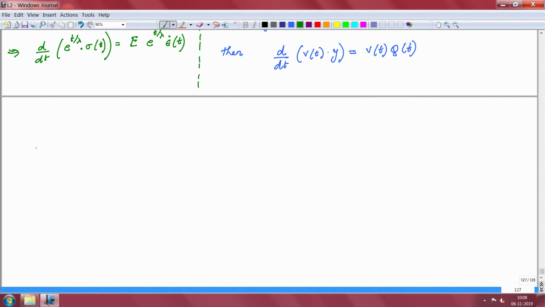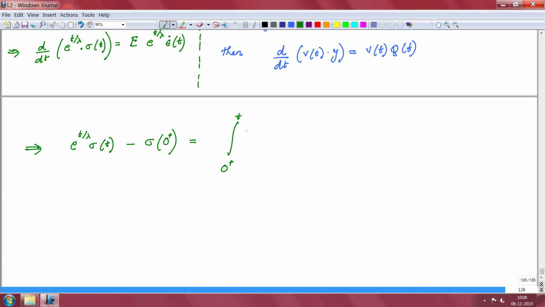Now, to solve this, you integrate both sides from 0 plus to a time t. So, the left hand side, if you do this integration, you end up with e to the power t by lambda sigma at time t, which is the variable that you seek, minus sigma at 0 plus. Okay. So, the e to the power t by lambda factor here becomes just 1 in this case, and on the other side you will still have 0 plus.